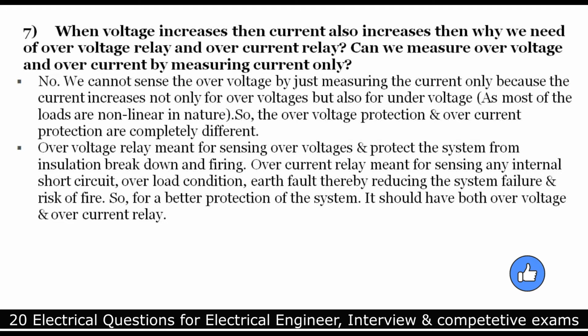Over voltage relay is meant for sensing over voltages and protecting the system from insulation breakdown and firing. Over current relay is meant for sensing any internal short circuit or overload condition, earth fault, thereby reducing the system failure and risk of fire. So for better protection of the system, it should have both over voltage and over current relay.